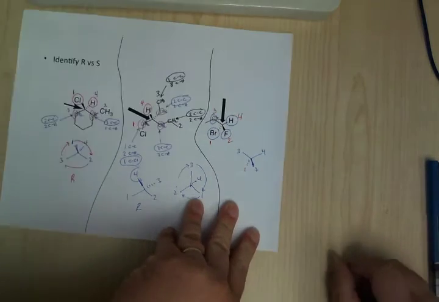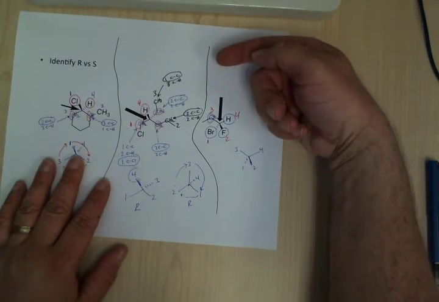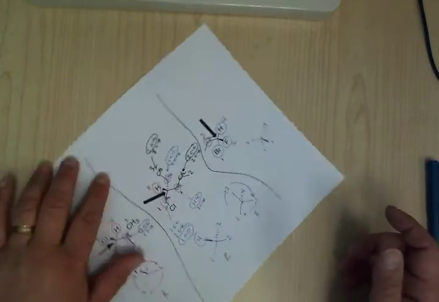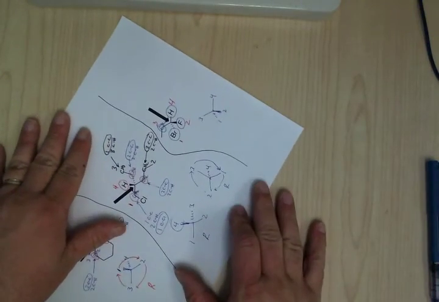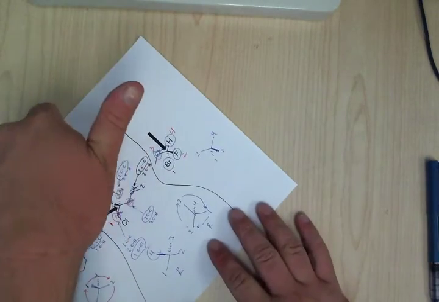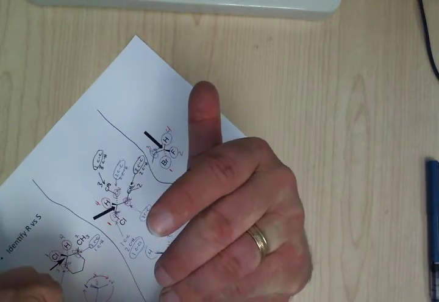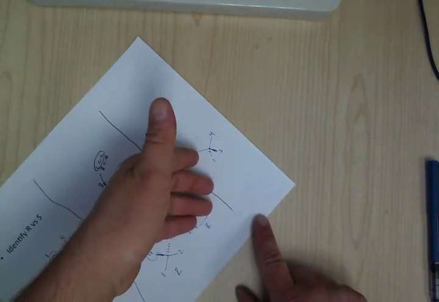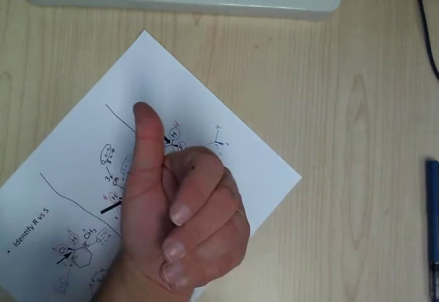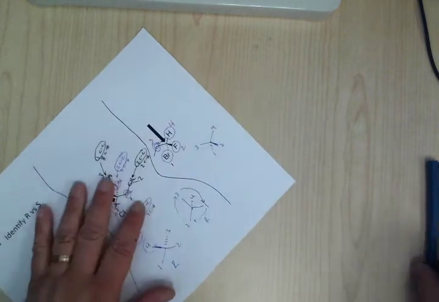So in this case, 1 is behind, 2 is coming up, and 3 is over there. So I'm going to turn this so I can do this. Your thumb is going to point towards the 4. So 1 is behind, 2 is up, and 3 is over there. So 1, 2, 3. Since I'm sweeping with my left hand, that makes this S.